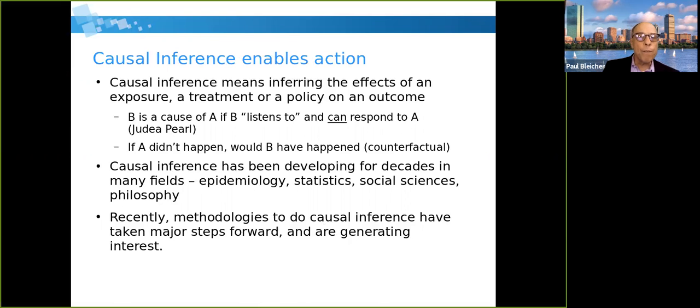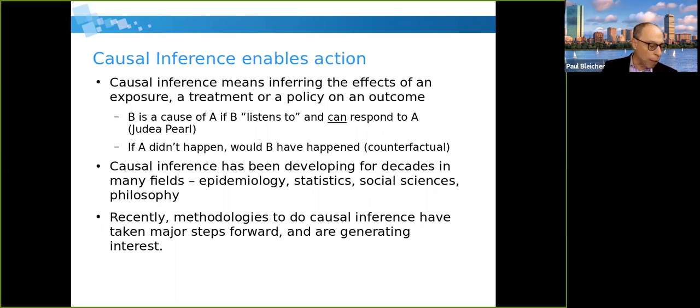Causal inference means inferring the effects of an exposure, a treatment, or a policy on an outcome, and separating that from just an association of an exposure, a treatment, or a policy on an outcome. What we mean by that is something Judea Pearl described as, if B is a cause of A, then B listens to and can respond to A. Think about that. If B listens to or responds to A, then A is a cause of B. Another way of thinking about it is counterfactually. If A didn't happen, would B have happened? Those are two different ways, and there are other ways to think as well.